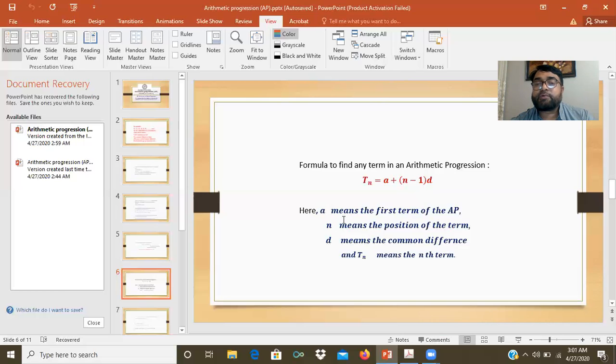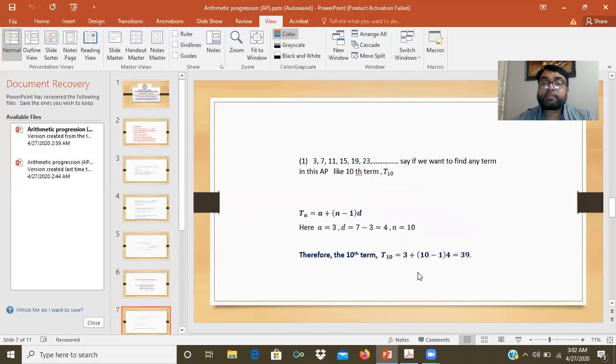Here A stands for the first term, n means the position of the term that we are trying to find out, say the 10th term, 15th term, whatever position you decide to find. N stands for that. D means the common difference that you have already used. Okay, so Tn means the nth term.